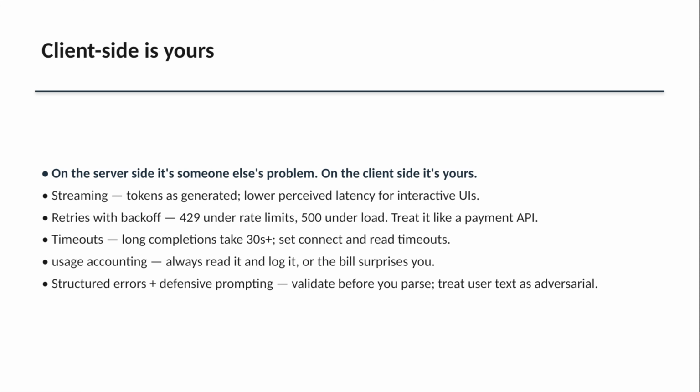Streaming. Tokens arrive as they are generated, which is why a chat interface types them out. For interactive UIs, you stream. Retries. APIs return 429 under rate limits and 500 under load, so you retry with exponential backoff. Treat it like a payment API. Timeouts. A long completion can take 30 seconds or more, so set both connect and read timeouts. Usage accounting. Always read it and log it, or the bill will surprise you. And structured error handling with defensive prompting. Validate before you parse, and treat any user-controlled text as adversarial.